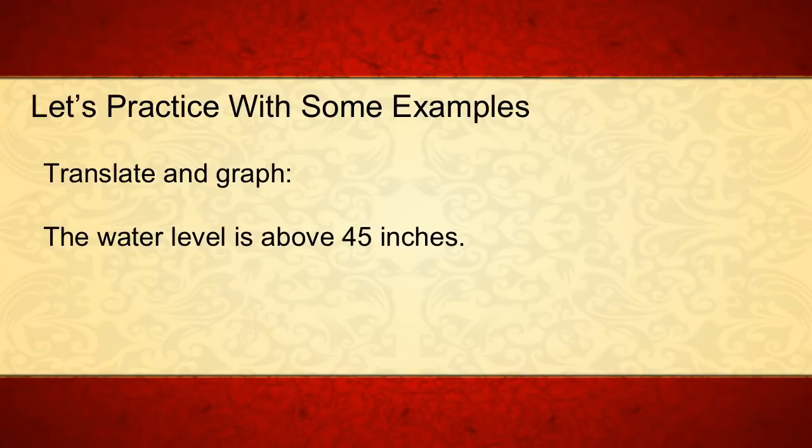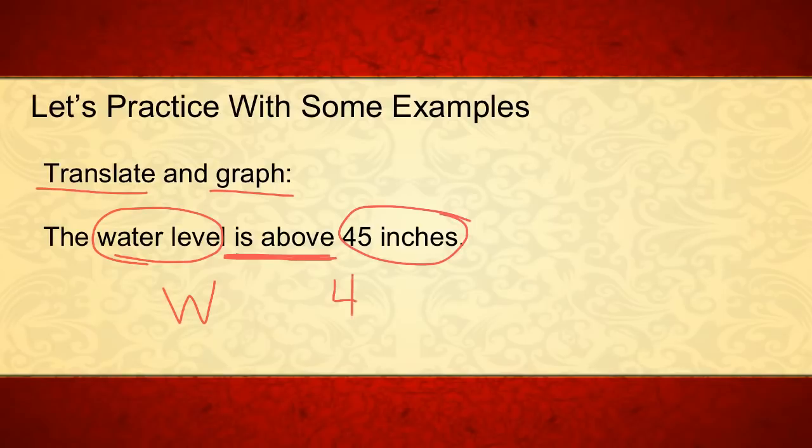Okay, so let's try some examples together. First, we're going to translate, then we're going to graph. So the water level is above 45 inches. So I need a letter for water level. I think I'm going to use a W. I know what my number is, 45. So I'm going to think this through. It's above 45, but not equal to 45. So I think that my symbol needs to be greater than 45.